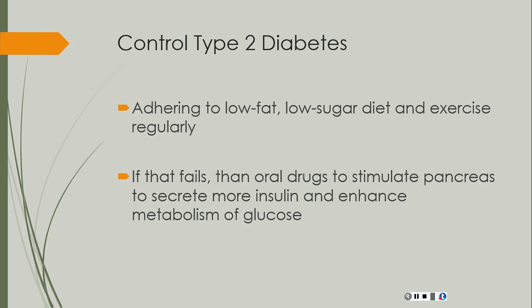If that doesn't work, then the first line oral drugs are to stimulate the pancreas to secrete more insulin and hopefully to enhance the metabolism of the glucose. And then, of course, if that doesn't work, they have to go back and try other lines, such as the insulin injections or whatever. But if it is related to obesity, then certainly this would be the first line that would be recommended.